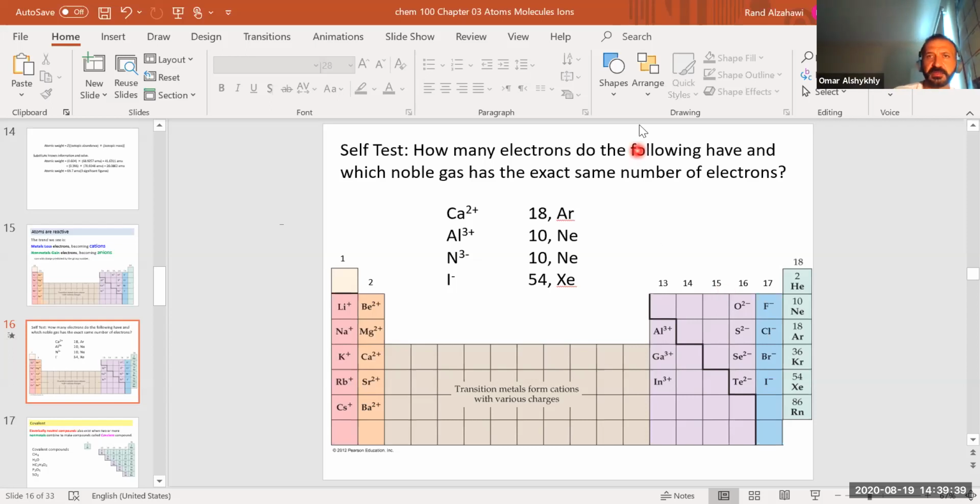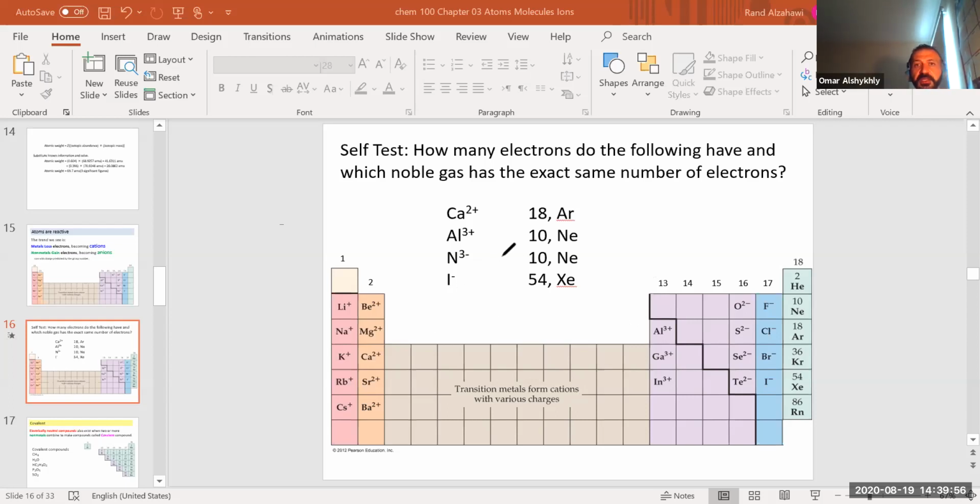What does that mean? Let me simplify it for you. And why noble gases? Noble gas is the most stable element in the periodic table. So all other atoms, or elements, try to be similar to the noble gases in the number of electrons. So look here.